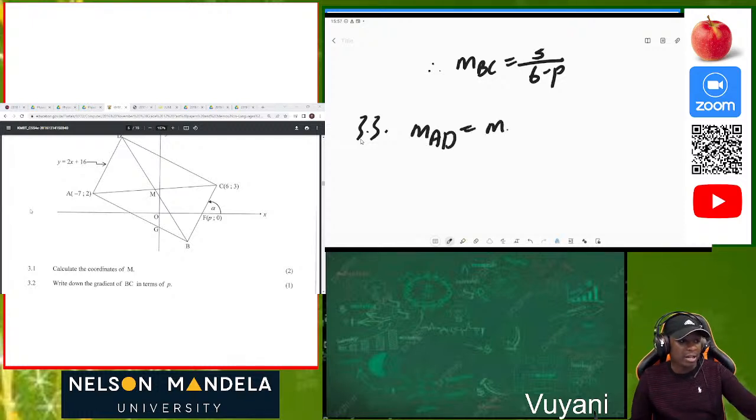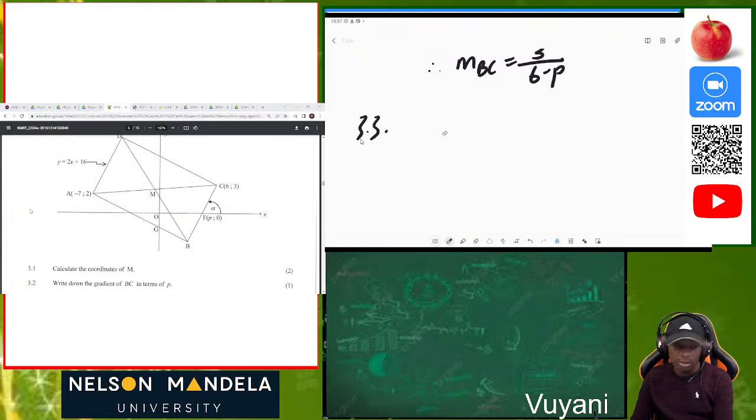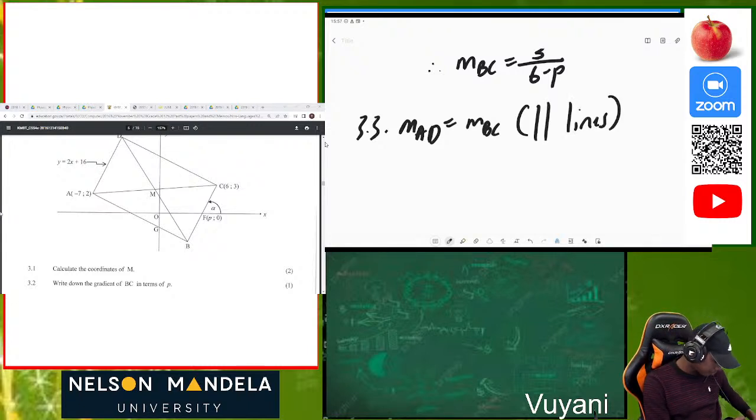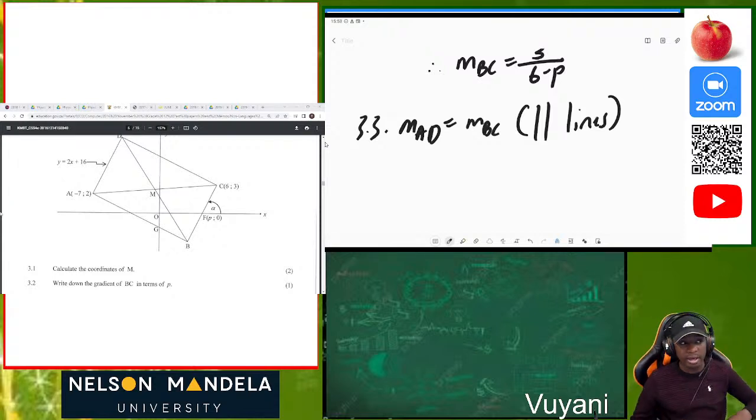Is the same as the gradient of DC. Okay, we know that initially the gradient of AD is equal to the gradient of BC. Why? They are parallel lines. We know that the characteristic of a rectangle is that the opposite sides are parallel and equal to each other. So since they are parallel lines, the gradient is the same.